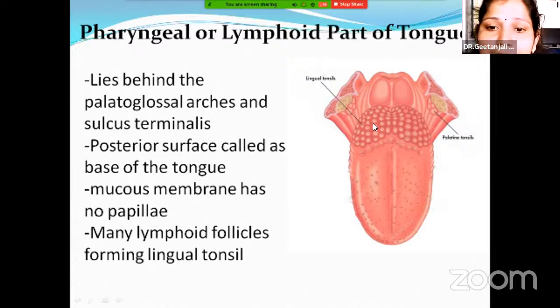And what is tonsil? It is nothing but the aggregation of lymphoid follicles. In this posterior one third, the lymphoid follicles are present, and aggregation of these lymphoid follicles over the lingula forms the lingual tonsil. Again, I am repeating, the aggregation of lymphoid follicles on the lingula is called lingual tonsils. When lymphoid follicles aggregate over the palate, it is called palatine tonsils. So tonsils are nothing but the aggregation of lymphoid follicles. This completes our pharyngeal or lymphoid part of the tongue.